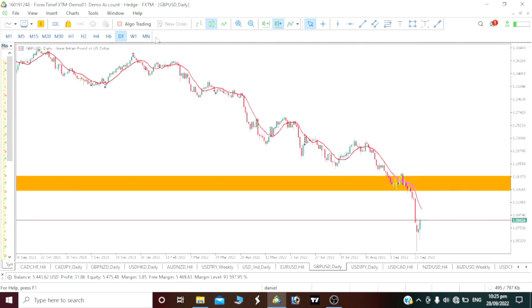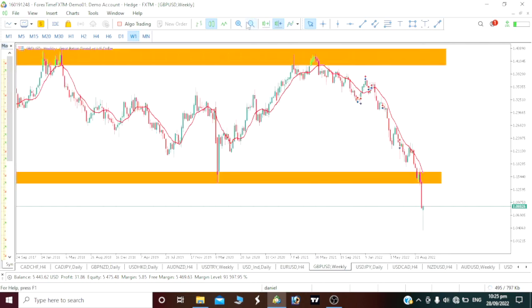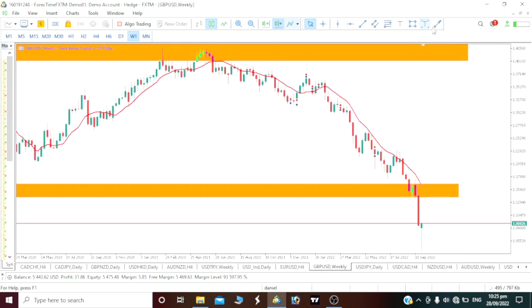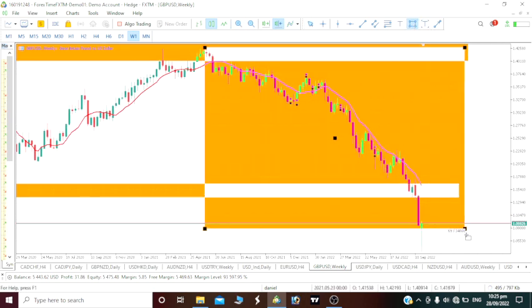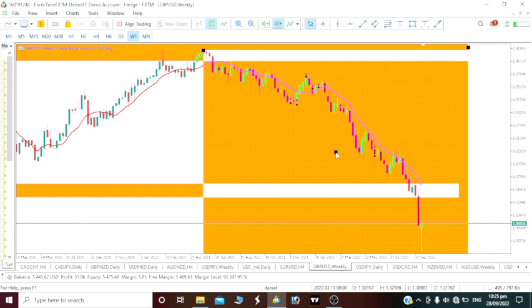Now we will take a look at this GBPUSD. So actually, zoom it out. I think we should start from the weekly time frame for better understanding. Let's start on a weekly time frame. Quick analysis on the weekly time frame is we are on a bearish move, right?